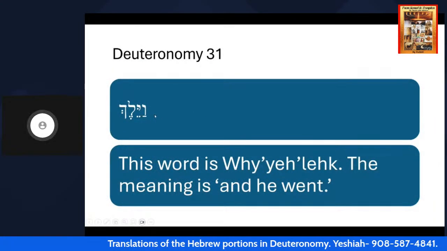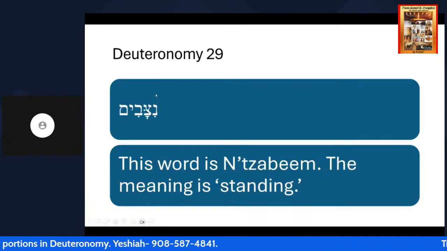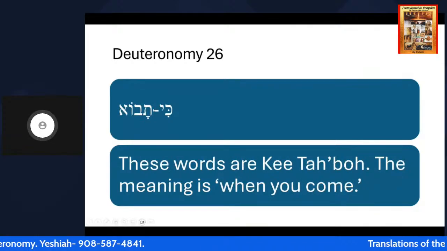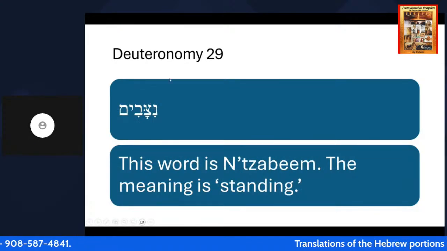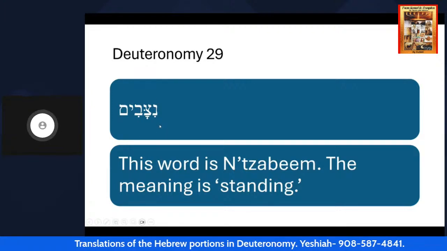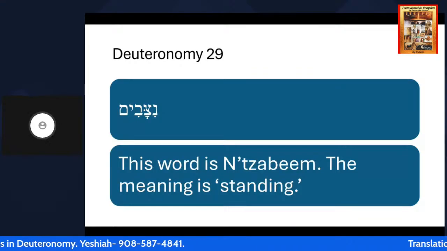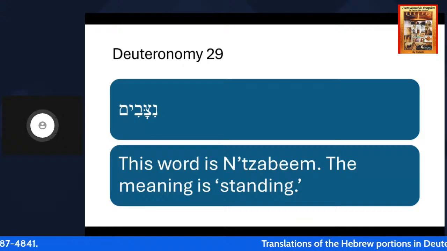Next we see here, brothers and sisters, the word nitzabim. The word nitzabim means standing. Now this is a plural word. And what it means again is standing, or to be erect at a particular moment.